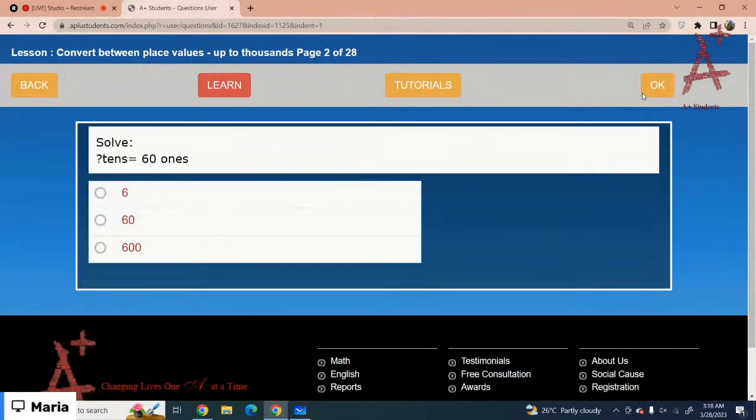For each 100, you have 10 tens until 800. Got it? So 800 means you have 8 times 10. So 8 times 10, when you add them, makes 80.